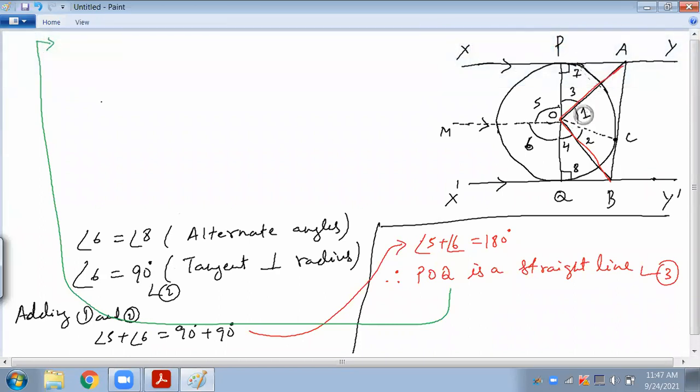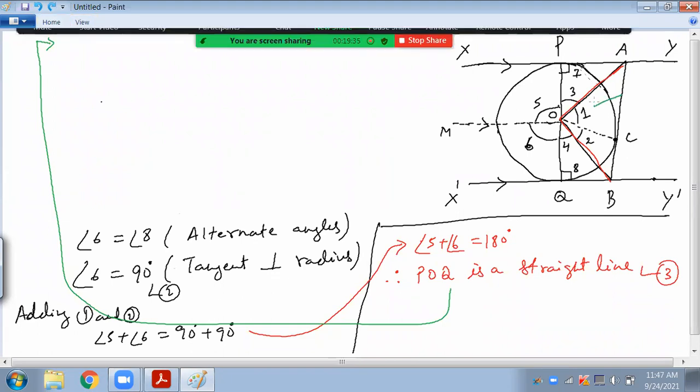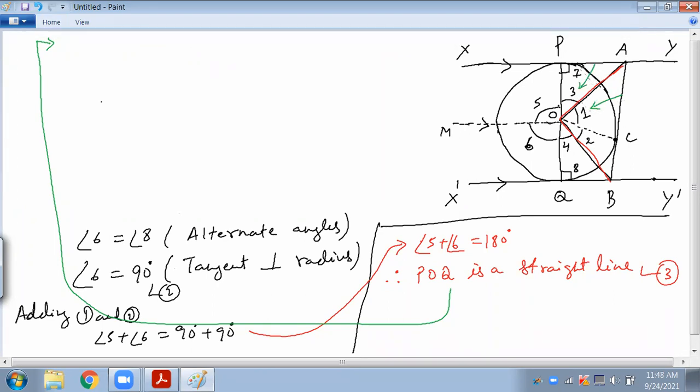Now look, from A, we have two tangents. AP and AC are two tangents from the same external point A. So they will subtend equal angle at the center. AP and AC will subtend equal angle at the center. That means we can take them equal. Angle 1 will be equal to angle 3.